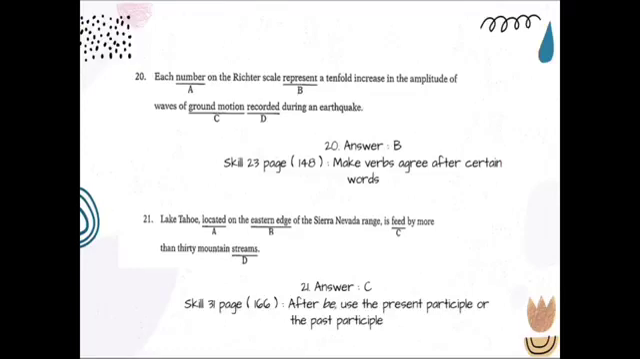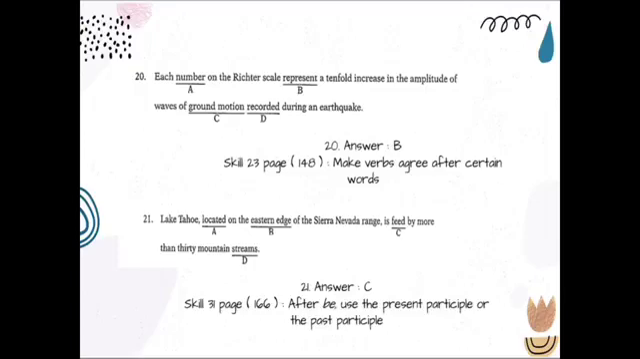And now we are going to the test of number 20. The correct answer is represents with S. B, represent, is the incorrect answer. From skill 23, page 148, make verbs agree after certain words. Even though we understand from this sentence there is a lot of number, each is singular at first. The plural here is represent. Because represent is plural, we can add the S. So represents with S is the right answer.